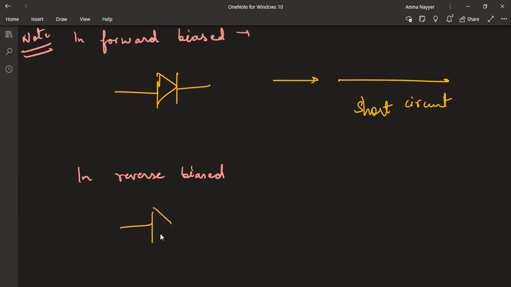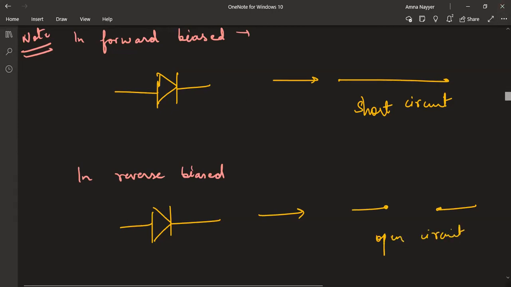And if it is reverse biased, then you will convert it into an open circuit, which means you can even remove the diode from the circuit. Like I'll show you a question. See here.